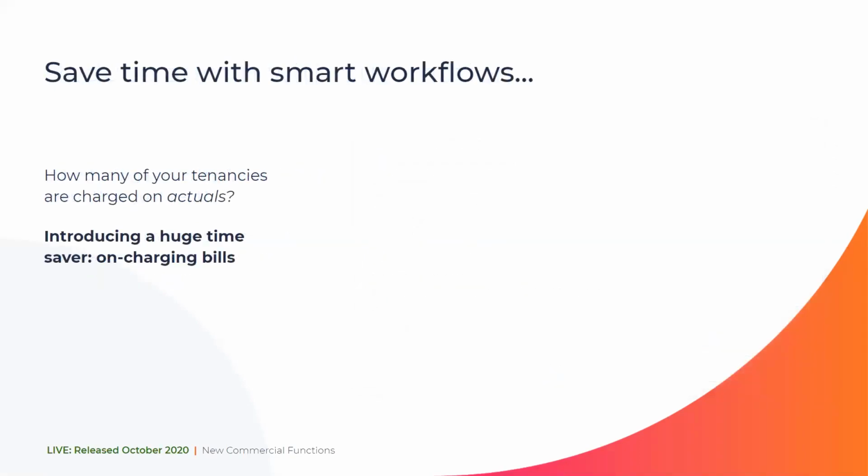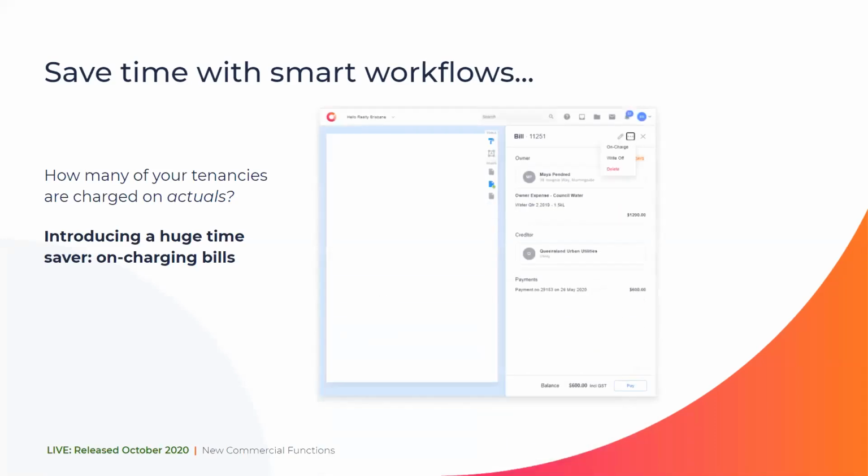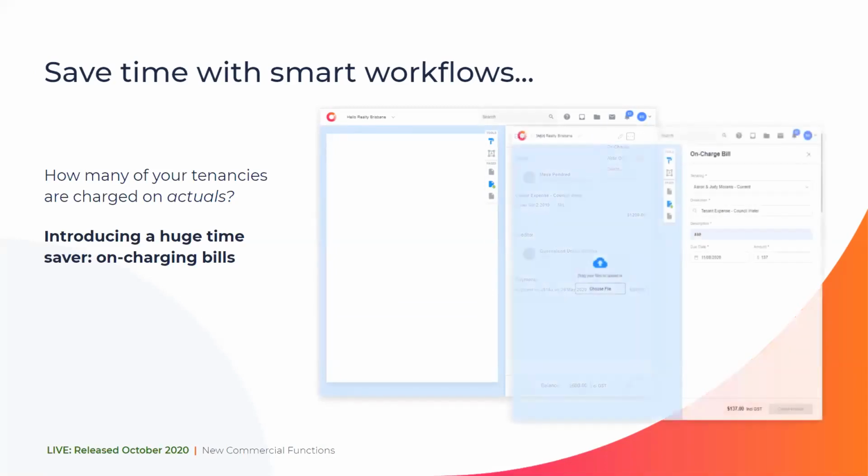So when we talk about saving time on data entry with smart workflows, an example of this is, aside from using a spreadsheet, how can you ensure that you have your outgoings recovered? So this is the ability to on-charge an owner's bill to a tenancy. Commonly used when a commercial lease is responsible for outgoings based on actuals. So this gives the user the ability to on-charge a bill to a tenant by creating a tenancy invoice in the same flow of work as entering the owner's bill. So it can all be done at the same time, and you make sure that you're not forgetting to on-charge it when you're entering the bill for the owner.